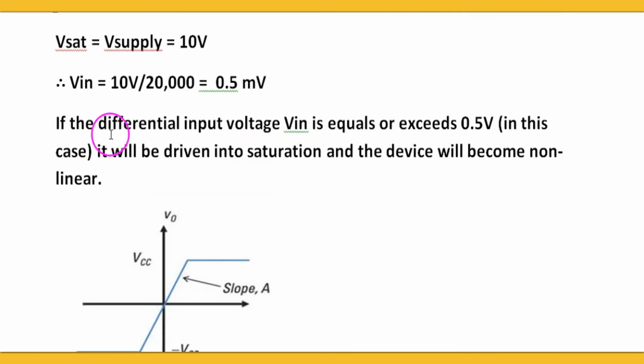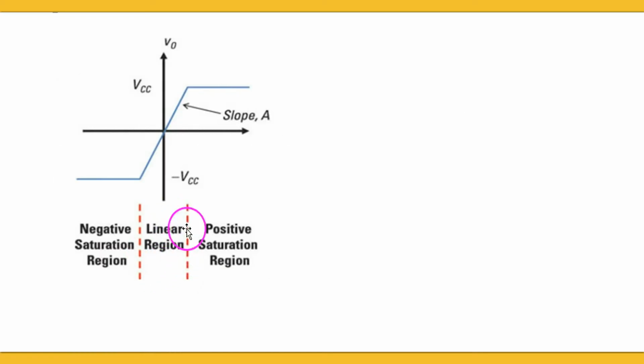If the differential input voltage equals or exceeds 0.5 millivolt, what happens? It will be driven into saturation and the device will become non-linear. Here it is non-linear. Here is the linear region. This side is negative saturation, and this side is positive saturation.